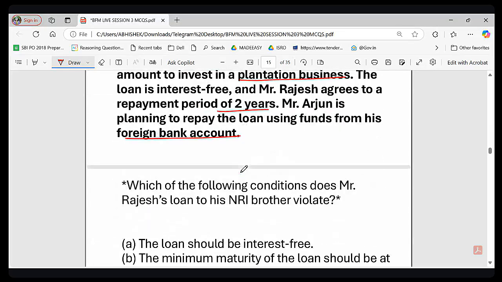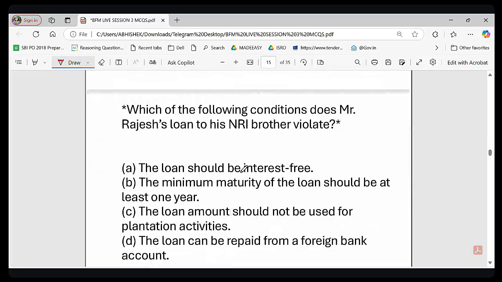The first question is, which of the following conditions does Mr. Rajesh's loan to his NRI brother violate? Option A says the loan should be interest free. Option B says the maximum maturity of the loan should be at least 1 year. Option C says the loan amount should not be used for plantation activity. Option D says the loan can be repaid from a foreign bank account.